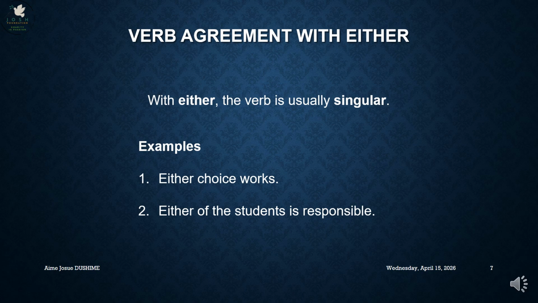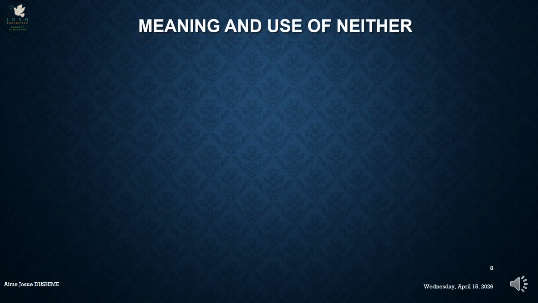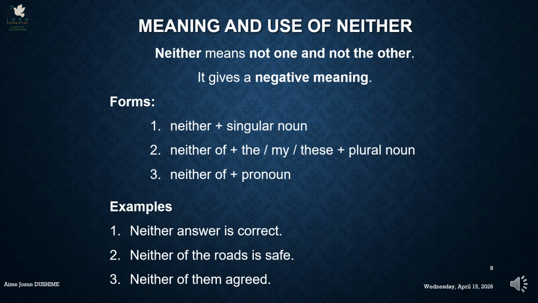Either answer corresponds to 1 mark. Anything like that. Let's see the meaning of neither. Neither means not one and not the other. I don't want anything. Zero. I don't want anything. It gives a negative meaning.